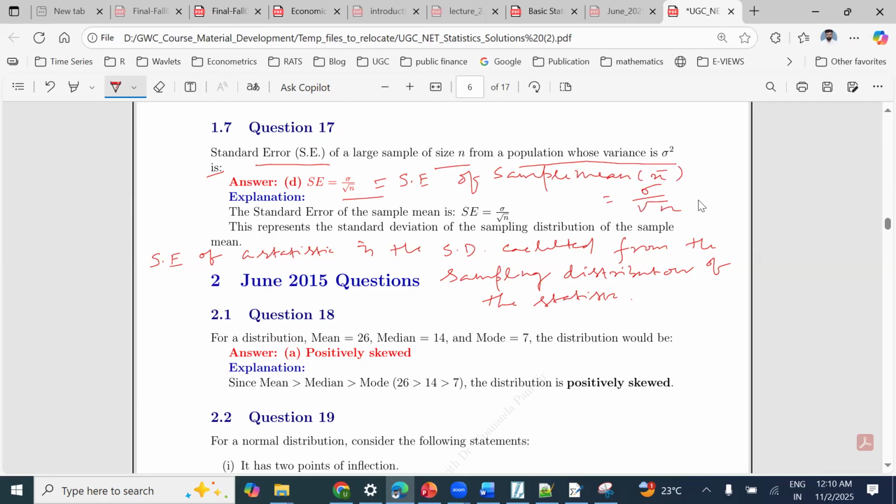Yes, sir. Or you want to say you want to tell the same thing, Madhusudha? No, sir. Is it clear now?